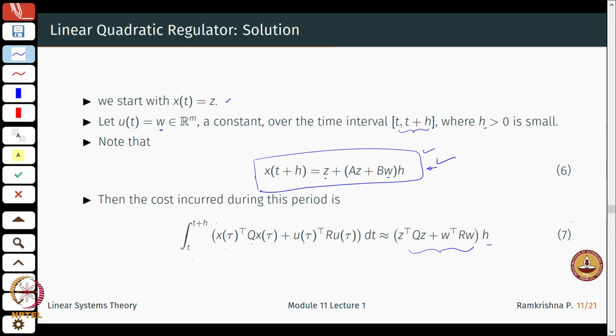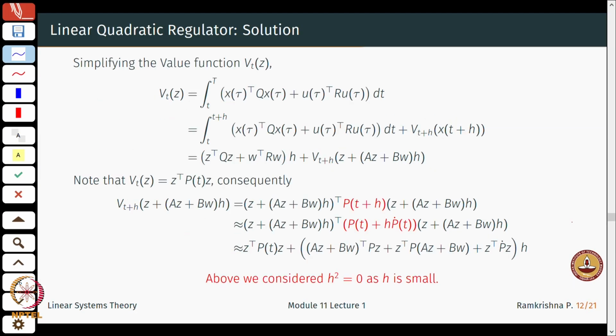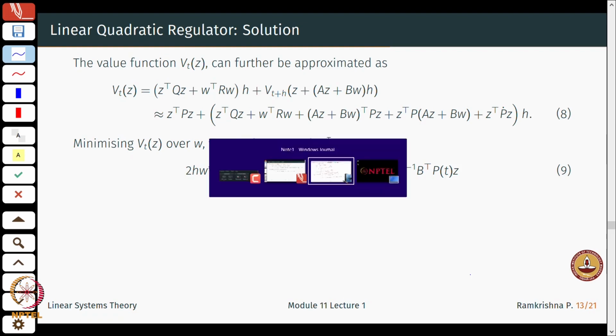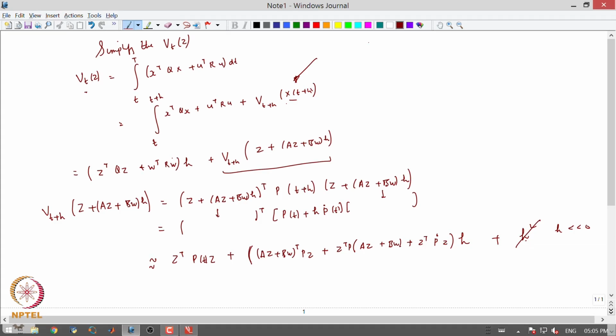So, okay, where are we now? We started with computing, simplifying the value function. I said, okay, I will first integrate from t to t plus h, and then I will have the remaining term over here, which is approximated like this. Okay, so where do I go from here?